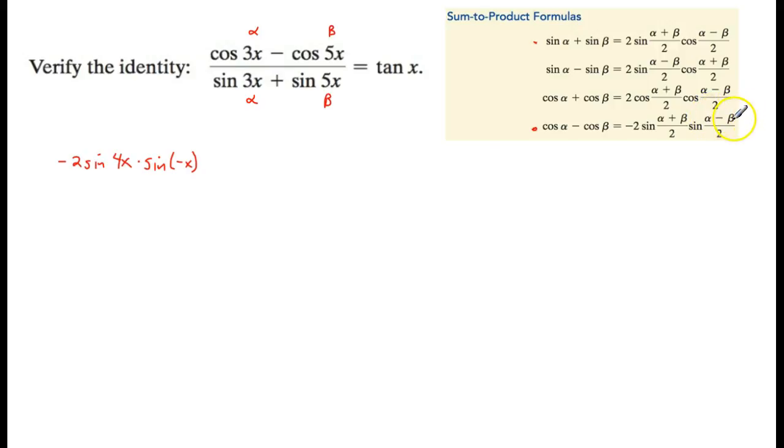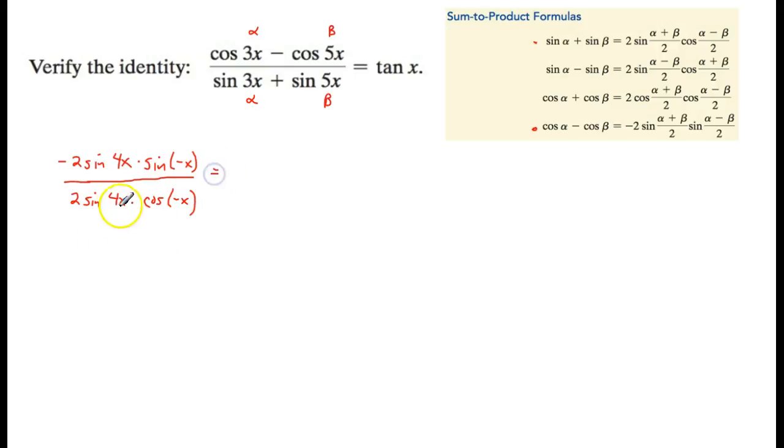Alright, so 3 minus 5 is negative 2, and negative 2 divided by 2 is negative x. And then all that is over top of, now I'm going to put the sine of 3x plus sine of 5x into this top formula and simplify. So I'll have a 2 sine alpha plus beta over 2. 3 plus 5 is 8x over 2, which is again a 4x, times the cosine of alpha minus beta over 2. Alpha minus beta over 2 again is 3x minus 5x is negative 2x divided by 2 is negative x.